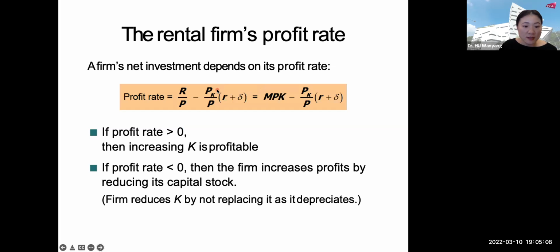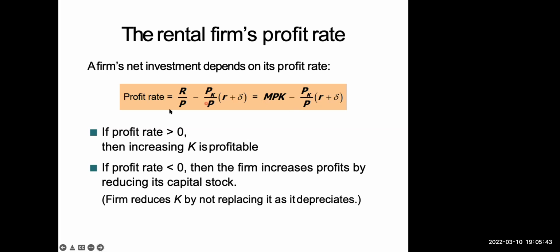Okay, so we got this. This is the cost of the capital, and this is the benefit of the capital. And then we subtract the cost from the benefit. We get the profit, and you can do some further manipulation. In equilibrium, the real rental price equals MPK. We covered this at the very beginning, right? So you can replace it by MPK.